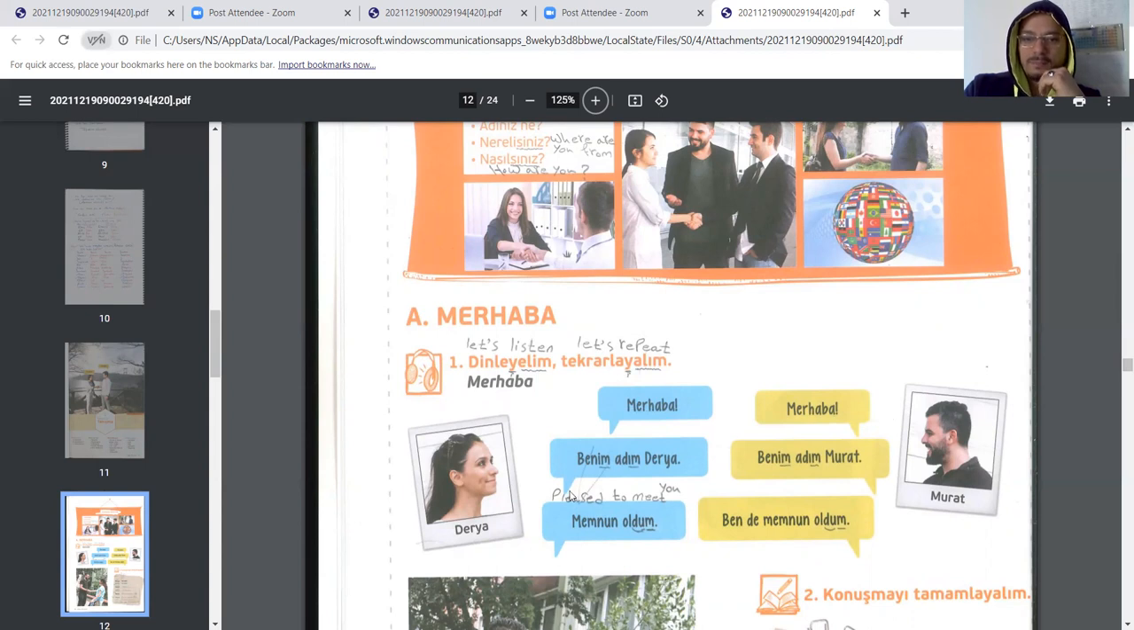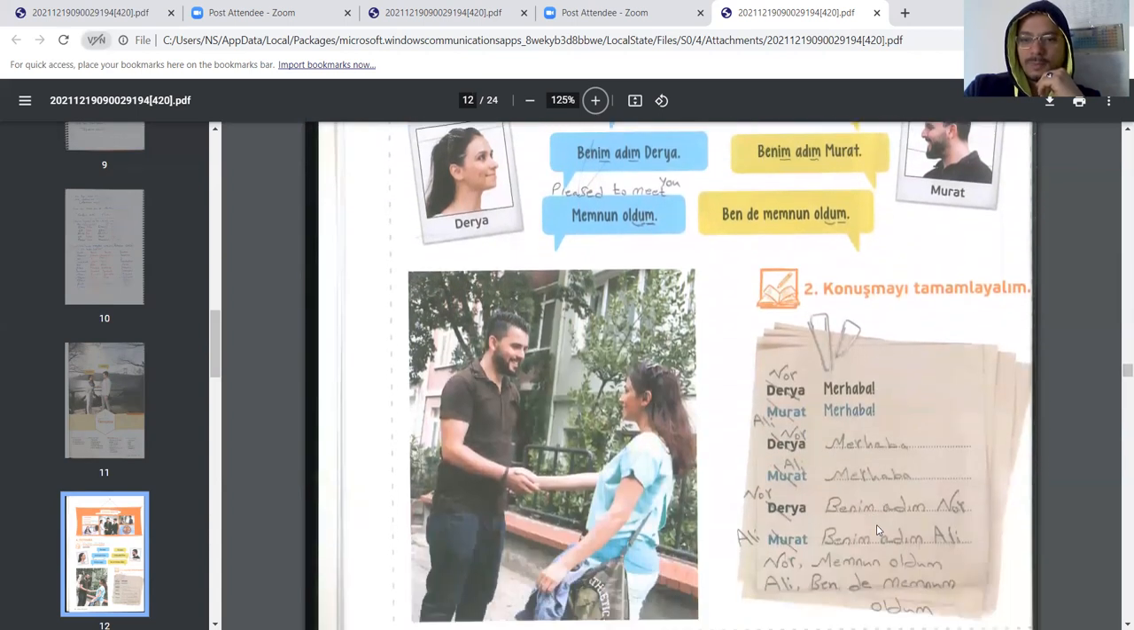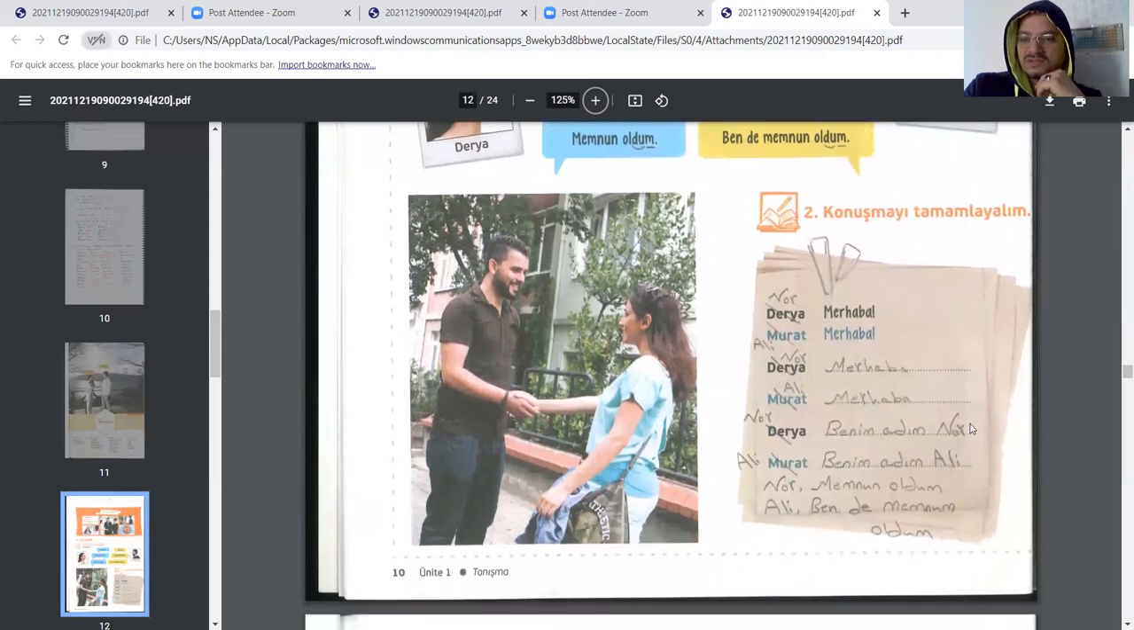Merhaba, merhaba. Benim adım Derya. Benim adım Murat. Memnun oldum. Ben de memnun oldum. Here we can write all of these again, but by using another names. Nur, merhaba. Ali, merhaba. Benim adım Nur. Benim adım Ali. Memnun oldum.